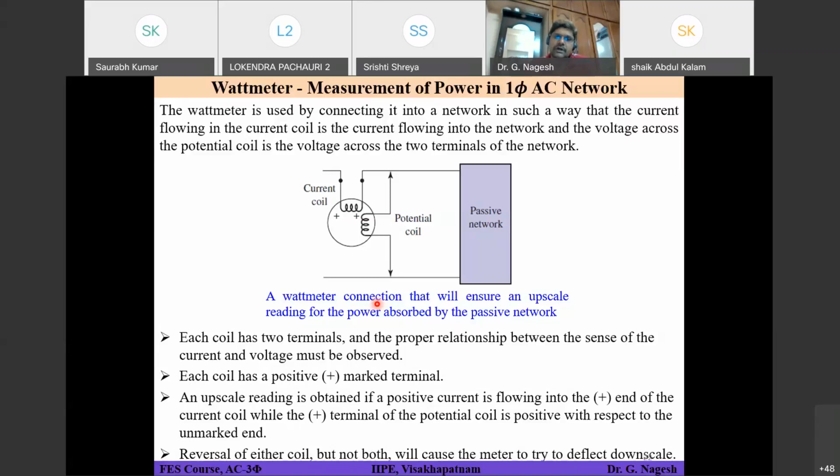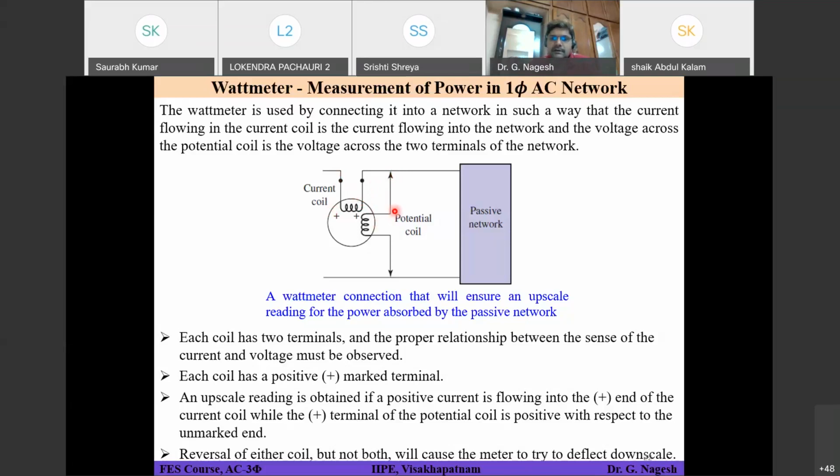So whether I should join one, there is some common point now. If you see here, this is a common point. That means the second terminal of the current coil is getting connected to the first terminal of your potential coil. So there should be a common point for both the coils. There are wattmeters of different makes. That means the second terminal and the first terminal of the potential coil will be connected, or the first terminal of the current coil will be connected to the first terminal of the potential coil also.